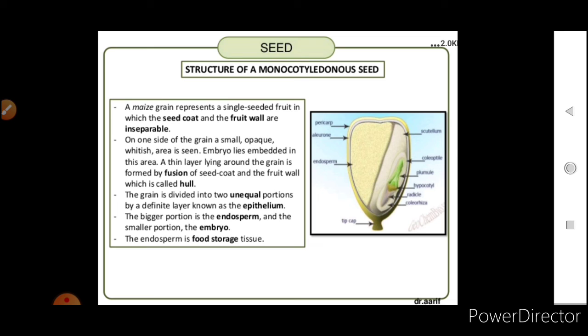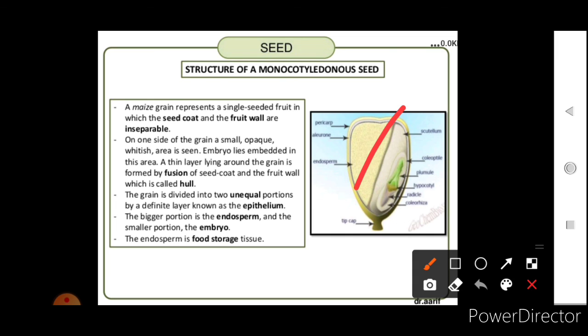Now when we talk about the monocot seed, maize grain represents a single seeded fruit in which the seed coat and the fruit wall are inseparable. On one side of the grain, a small opaque whitish area is seen. Here you can see this whitish area. A thin layer lying around the grain is formed by the fusion of seed coat and the fruit wall, which is called hull. The grain is divided into two unequal portions by a definite layer known as epithelium.